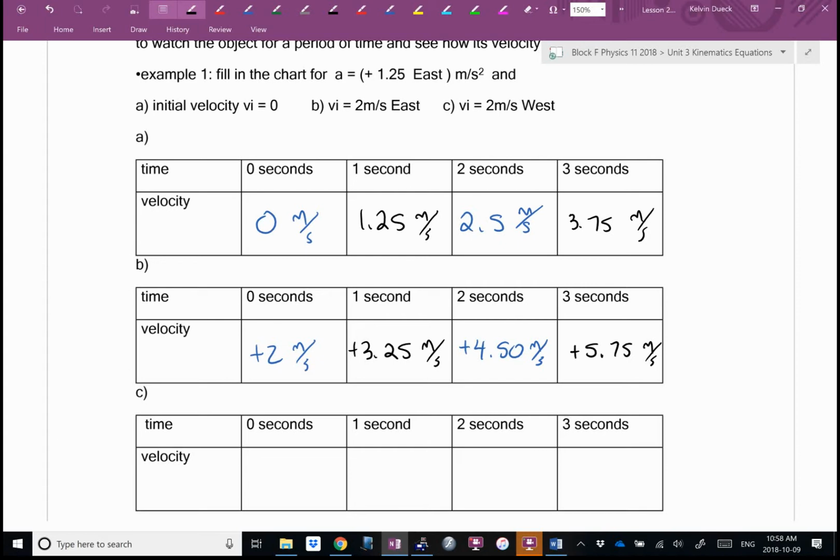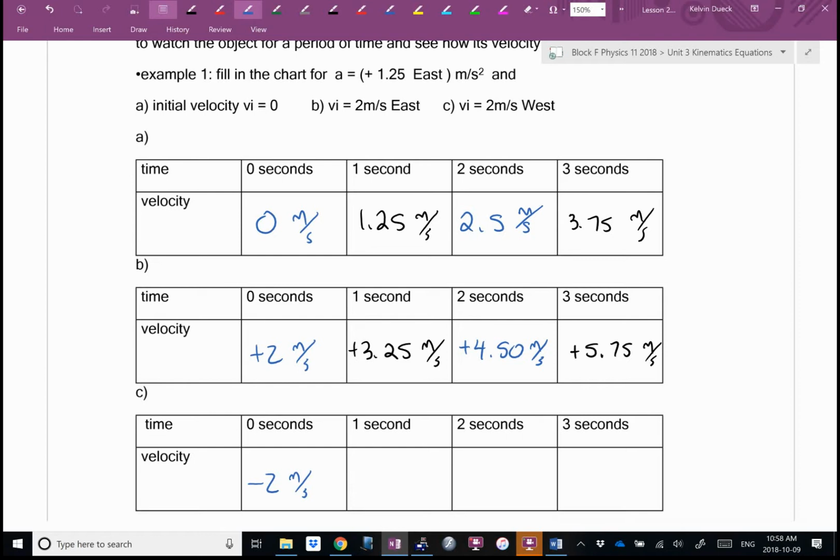C is the trickier one. Instead of west, I'm going to imagine we're going backwards in reverse. What would be a good way to show backwards in reverse instead of writing the word west? So this time, our initial speed is negative 2 meters per second. What's our acceleration? Positive 1.25.